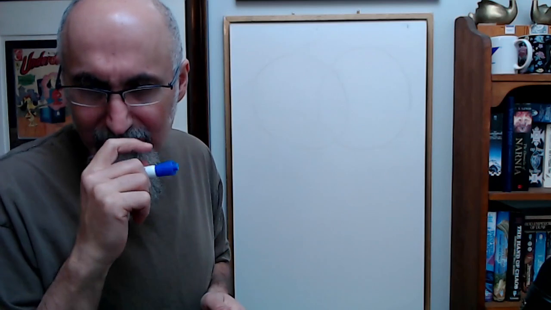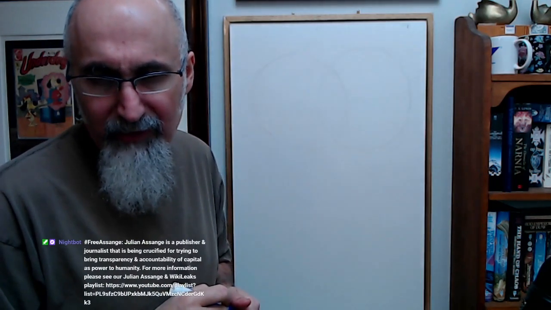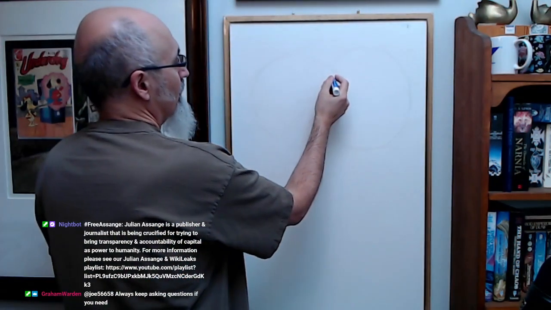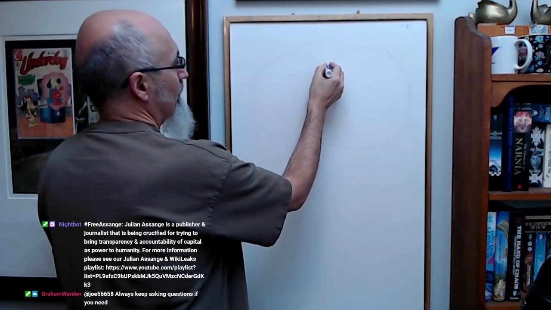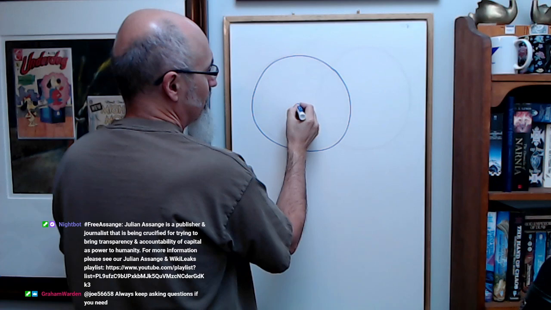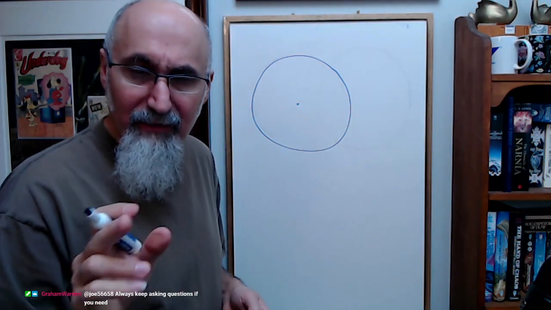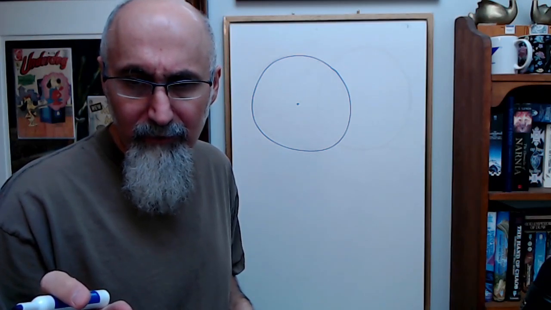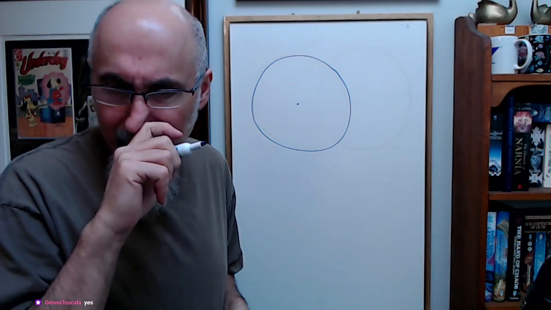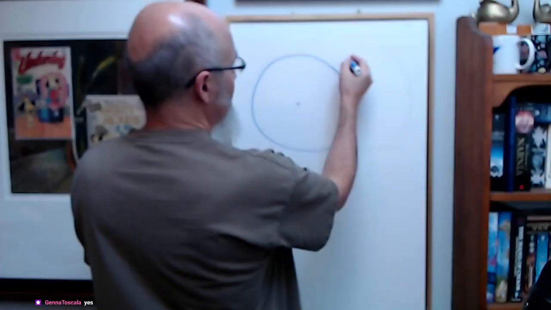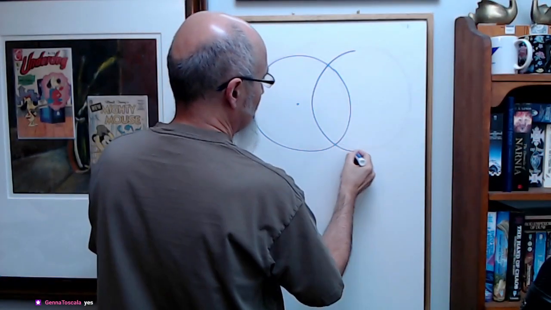Okay, so it's more geometry related. Yeah, sure. The radius is equal to 50, and the distance between center points would be 30. So are they both the same size circle, Gina? Keep asking questions if you need. Same size circles. Okay, that makes more sense.